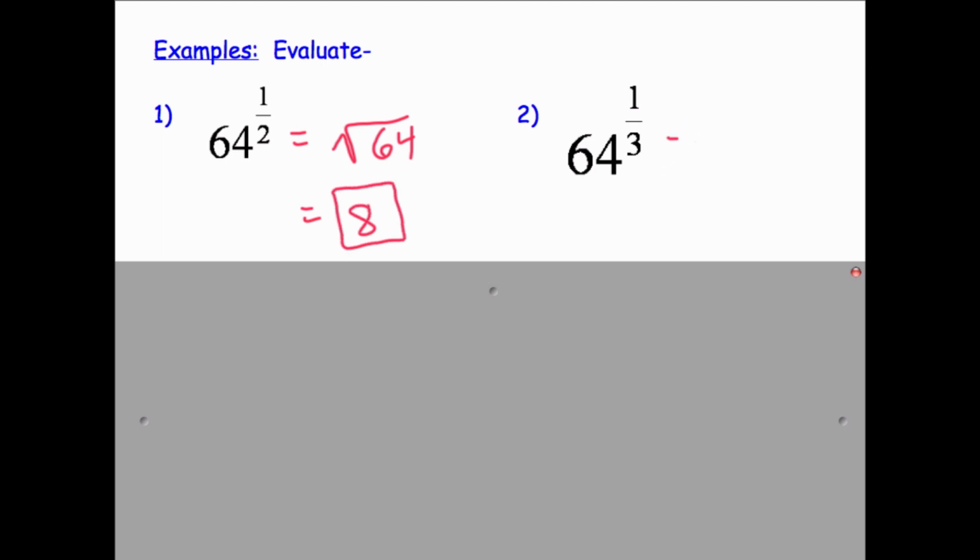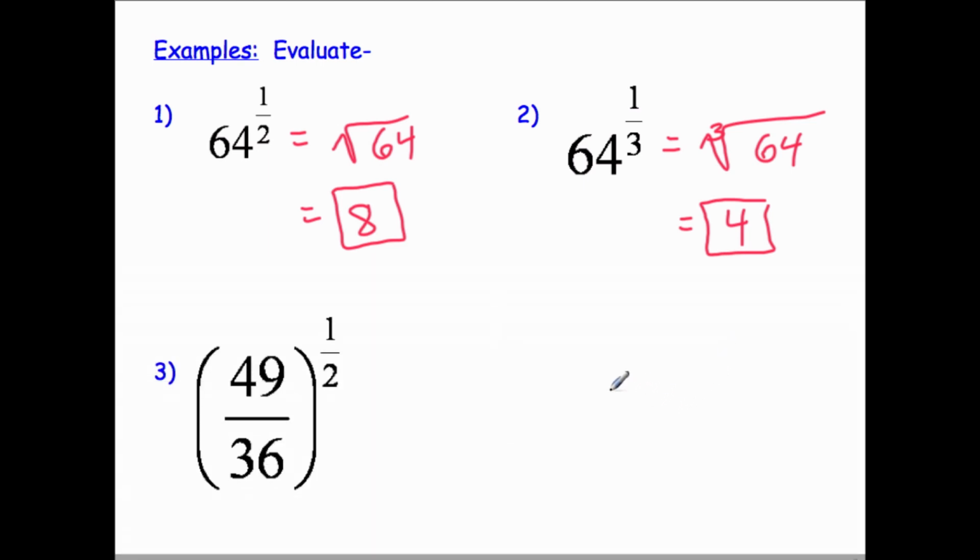This here is 64 to the power of 1/3, which is asking us for the cube root of 64. So we think, what number times itself 3 times equals 64? That is 4. 4 times 4 gives us 16. 16 times 4 gives us 64.